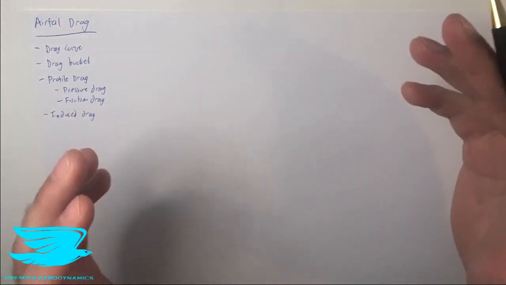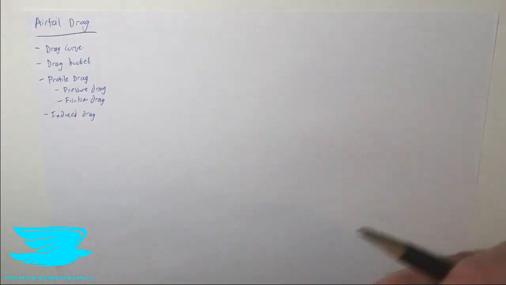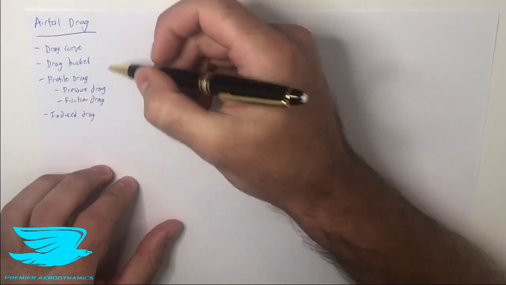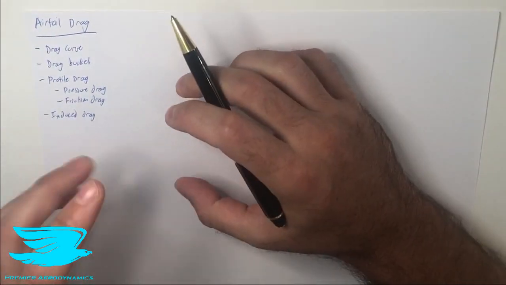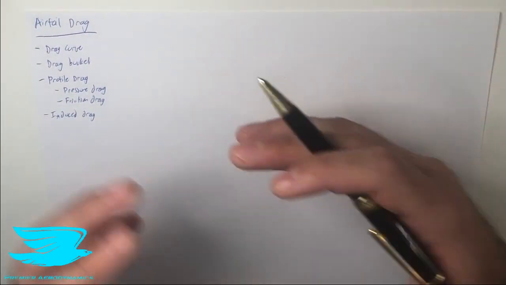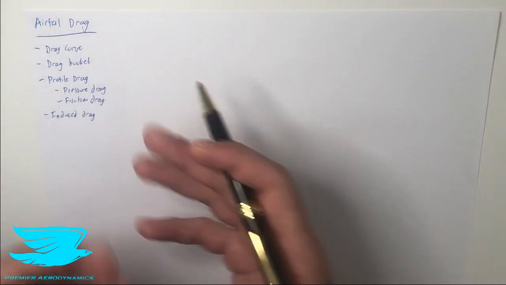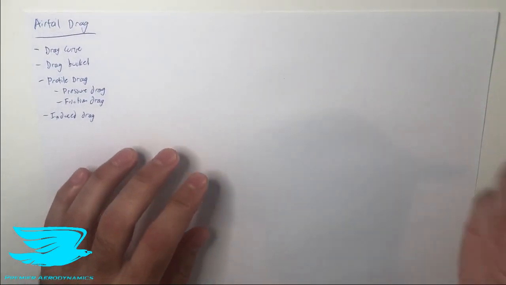So in the last video we looked at airfoils and the lift production. Now we're looking at the drag. We're going to be going through the drag curve, something called the drag bucket, as well as the different components of drag. So profile drag, pressure drag, friction drag, and induced drag, or lift-induced drag. So let's get started with the drag curve.